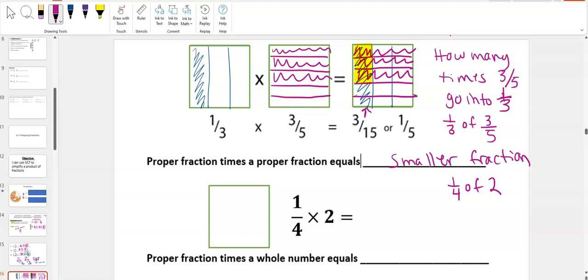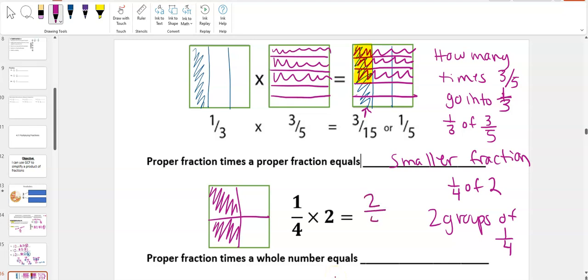Or I'm trying to figure out how many times 2 goes into 1/4. So what I'm going to do is divide this into 4 pieces, okay? And I basically want to figure out 2 groups of 1/4. So here's one group of 1/4, and here's another group of 1/4. So my answer becomes 2/4 or 1/2.